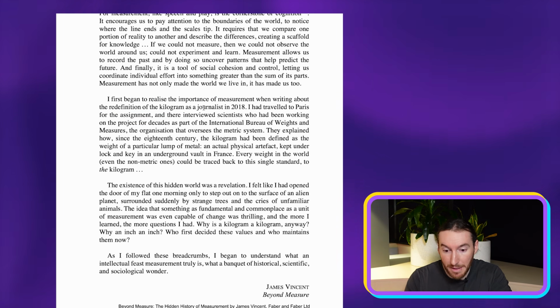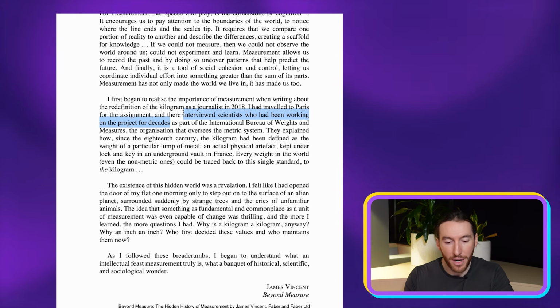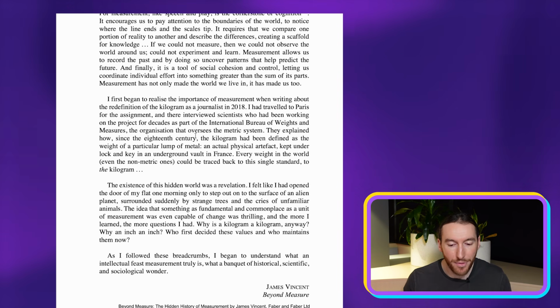I first began to realize the importance of measurement when writing about the redefinition of the kilogram as a journalist. I mean, yeah, it sounds pretty bland, doesn't it? But let's go on. I had traveled to Paris for the assignment and there interviewed scientists who had been working on the project for decades. Now, I might not use this one specifically, but just note that this author is saying that he interviewed scientists who had been working on the project. So this is creating a little bit of ethos, right? It's credibility. It's saying, hey, I'm writing about something here that scientists have looked at for a long time. So this is clearly important.